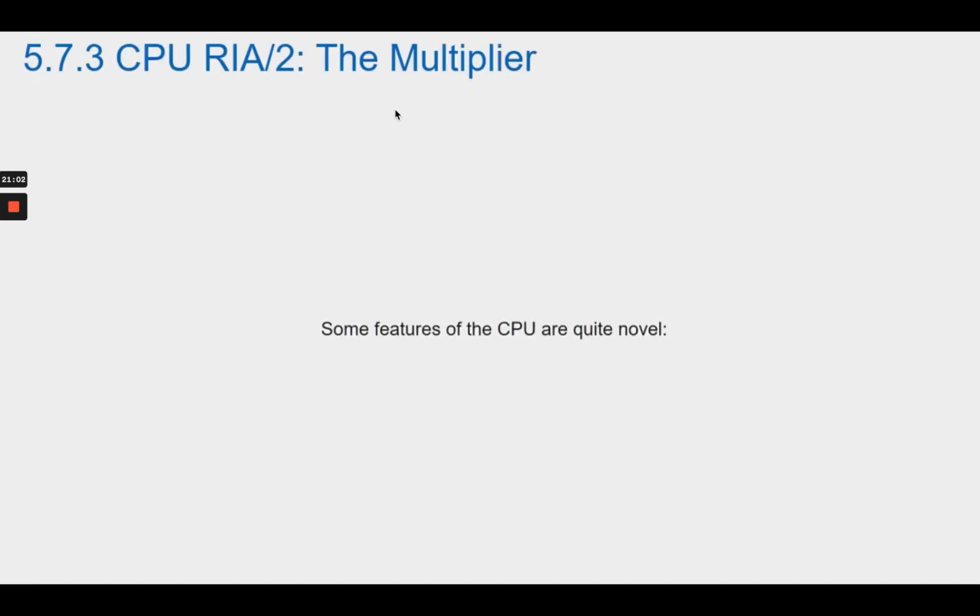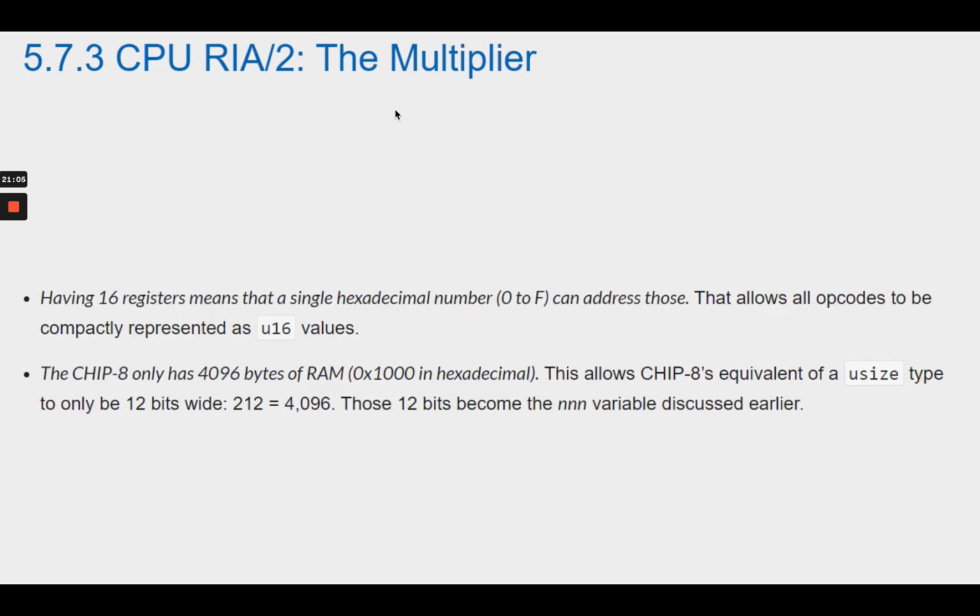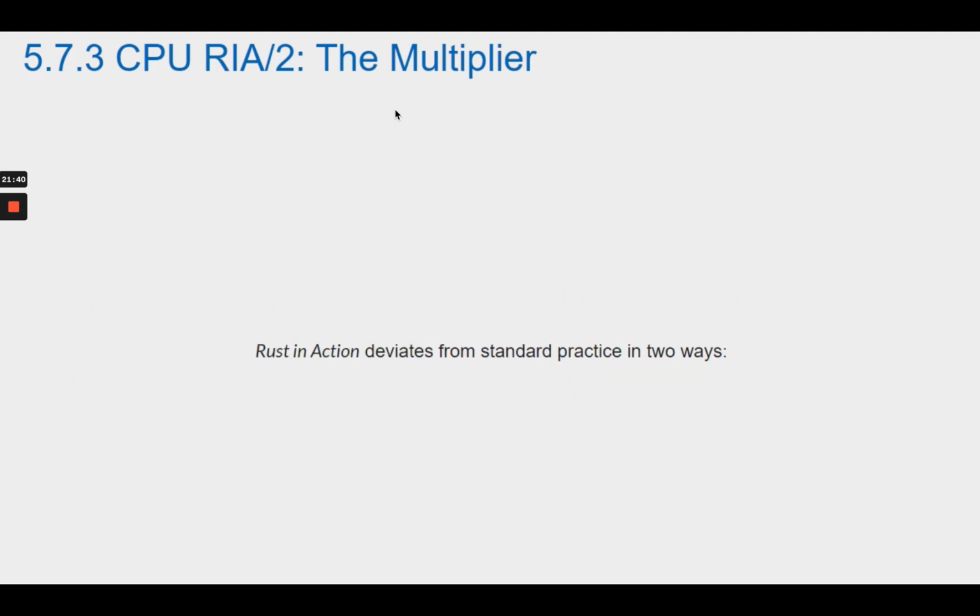Some features of the CPU are quite novel. Having 16 registers means that a single hexadecimal number, 0 to F, can address those. That allows all opcodes to be compactly represented as u16 values. The CHIP-8 only has 4,096 bytes of RAM, 0x1000 in hexadecimal. This allows CHIP-8's equivalent of a usize type to be 12 bits wide. 2 to the 12th equals 4,096. Those 12 bits become the nnn variable discussed earlier.